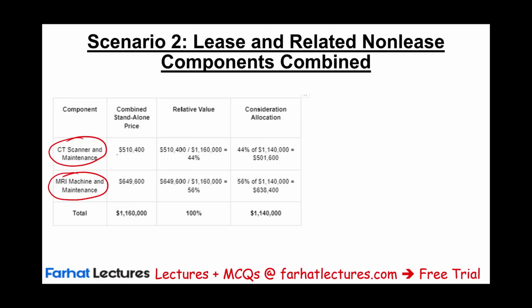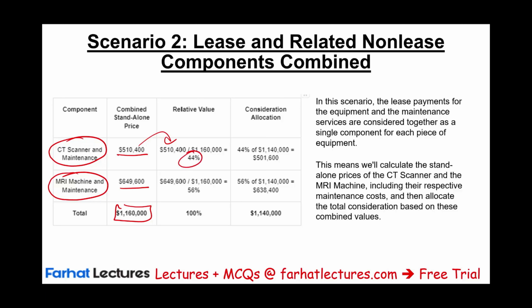Again, we're going to combine them. 510,400 if we combine them, 649,600. We add them up, 1,160,000. What we do is we take each one relative to the total. Now the CT scanner and the maintenance represent 44% of the deal. The MRI machine and the maintenance 56%. Now we have two separate assets.